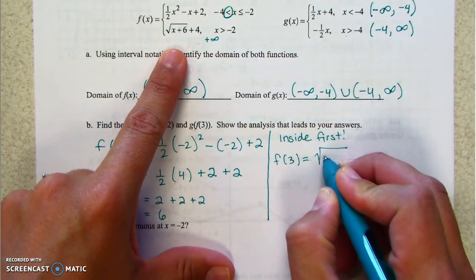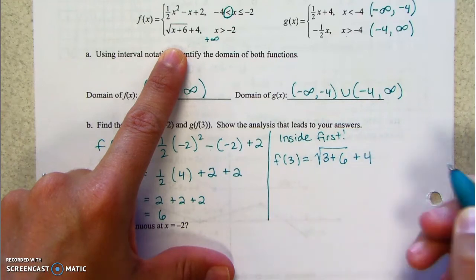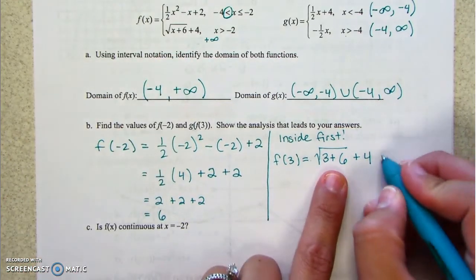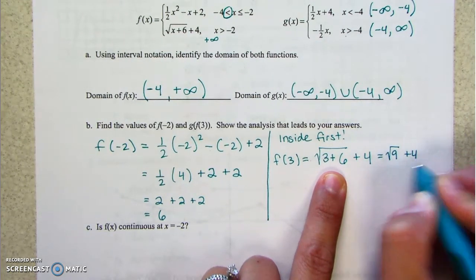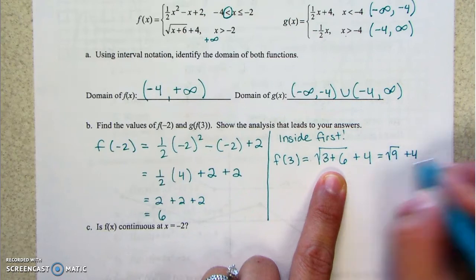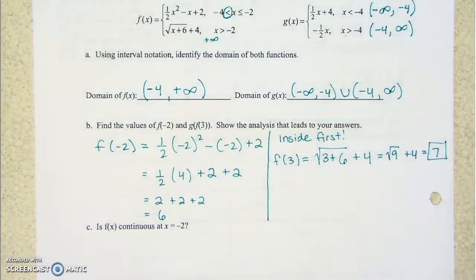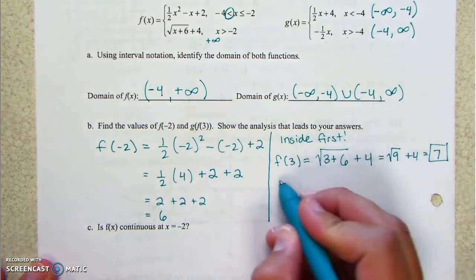So we're going to plug 3 into the bottom. All right, quickly, what's 3 plus 6? 9. Do we know the square root of 9? 3. 3 plus 4? 7.